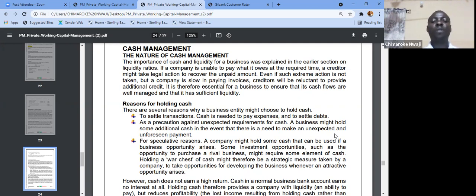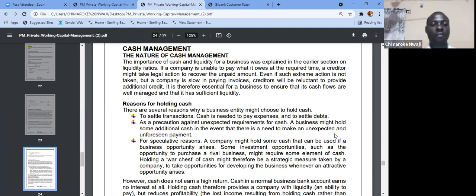Then sometimes you may want to hold it for precautionary measures. Somebody will tell you, please let me hold money in my hand, in case I push down somebody selling eggs, I'll be able to pay for the eggs I've destroyed. That's a precautionary motive. So a business might hold cash to make an unexpected and unforeseen payment. You just see a business opportunity from the blues, you take advantage of it now, and you pay for it.